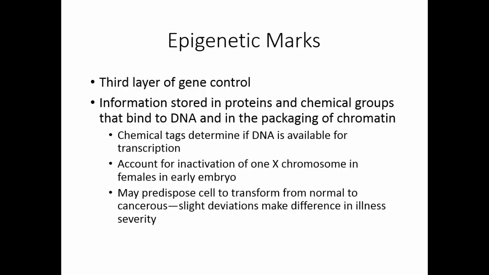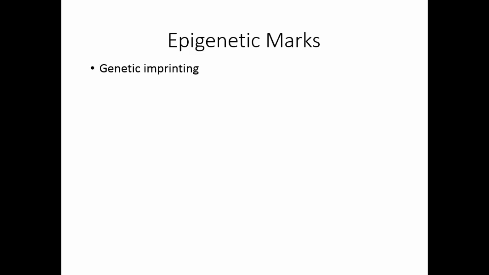Epigenetic marks may even predispose a cell to transform from normal to cancerous. Slight deviations in epigenetic marks may make the difference between an illness being incredibly mild or an illness being very severe in an individual. Genetic imprinting is one of the epigenetic marks.